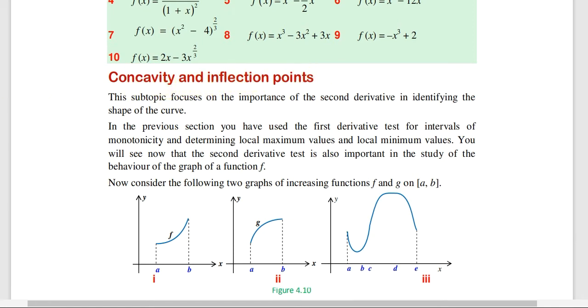There is also something called concavity and inflection points. This subtopic focuses on the importance of the second derivative and identifying the shape of the curve. In the previous section, you have used the first derivative test for intervals of monotonicity and determining the local maximum value and local minimum value. You will see now that the second derivative test is also important in the study of the behavior of the graph of function f.